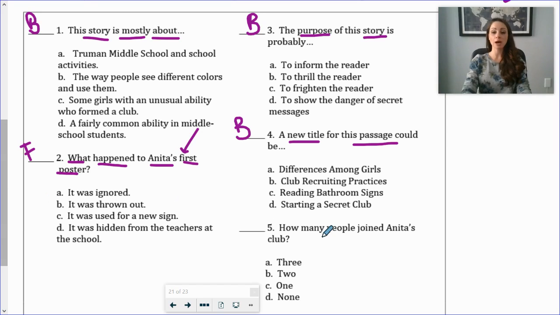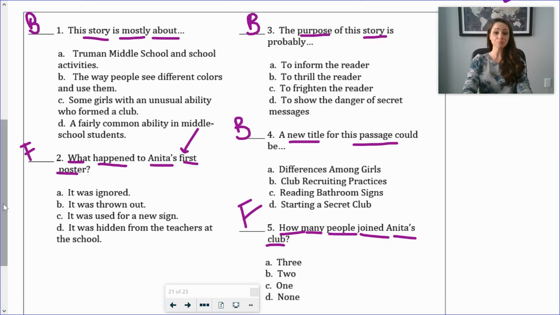Number 5, how many people joined Anita's club? Yep, just underline the whole question and that's totally okay. This is a factual question. My answer is going to be right there in the passage.